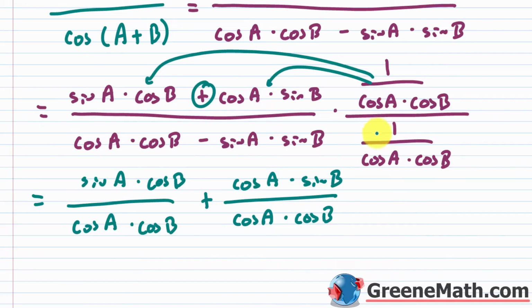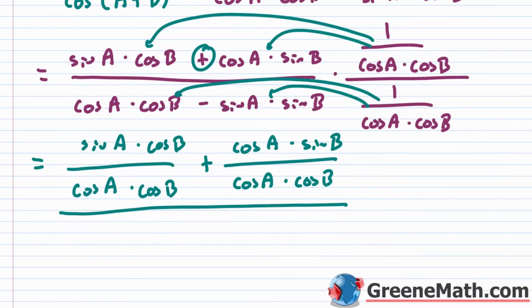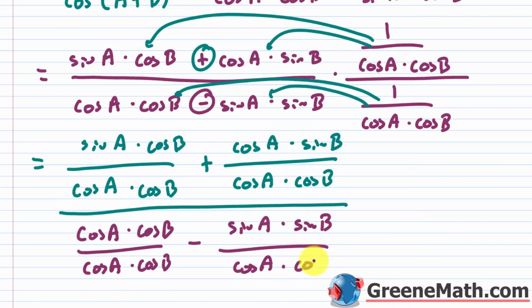Now I got to do the same thing down here. So this times this, and then minus this times this. So let me come over here and put a fraction bar here. I'll just scooch down a little bit. And so this guy right here would be the cosine of A times the cosine of B over your cosine of A times your cosine of B. And then you have a minus here. So let me put minus. You're going to have your sine of A times your sine of B over your cosine of A times your cosine of B.